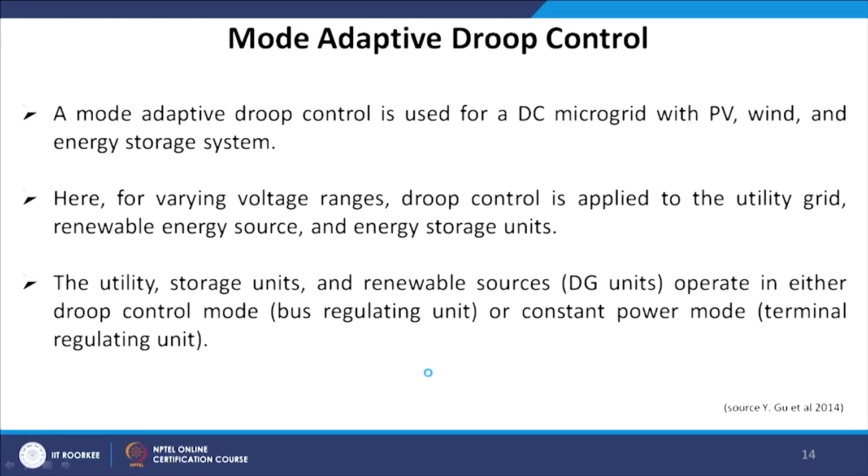Mode adaptive droop control. A mode adaptive droop control is used for a DC microgrid with PV, wind and energy storage system. So, now here for varying voltage range, droop control is applied to the utility grid, renewable energy sources and energy storage units. The utility, storage units and the renewable energy sources operate in either the droop control mode or at a constant power mode.